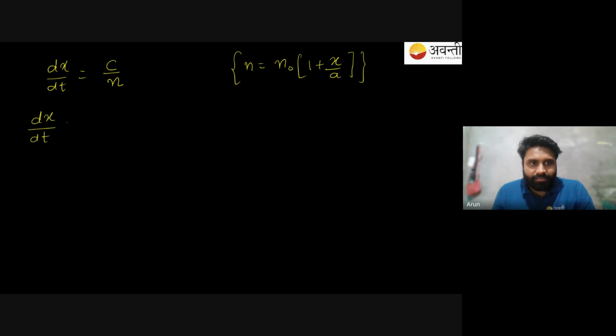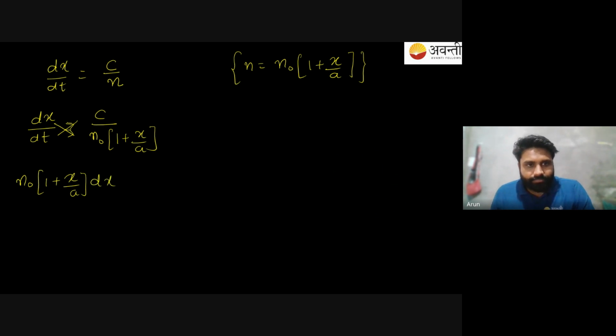dx by dt equals C by N naught into 1 plus X upon A. Cross multiplication takes place here, so it becomes N naught into 1 plus X over A dx equals C dt. Now what are we going to do? We are going to integrate this term.